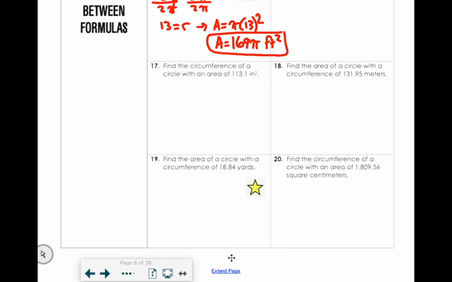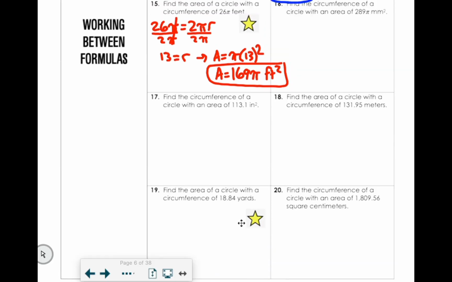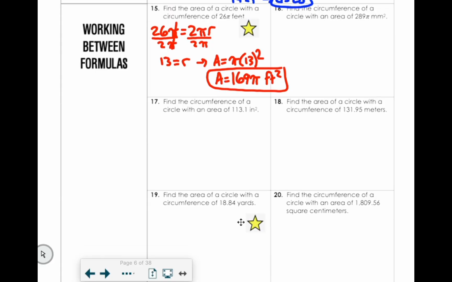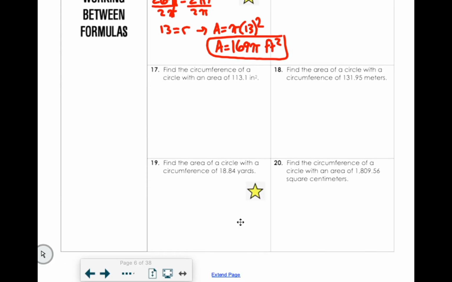Find the area of a circle with a circumference of 18.84 yards. So if you look at 15 and 19, they're the exact same directions. So I'm going to give you, again, a chance to try this for yourself. And then the answer will appear in just a second. So we'll go ahead and click pause right now and give this a chance right here.